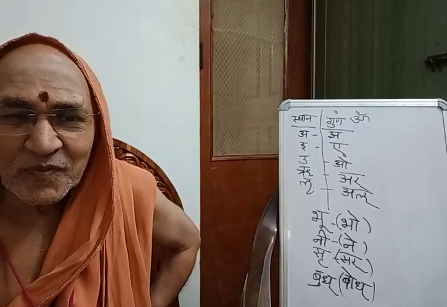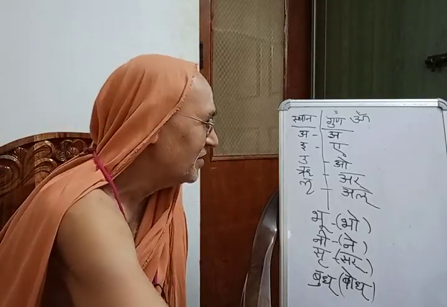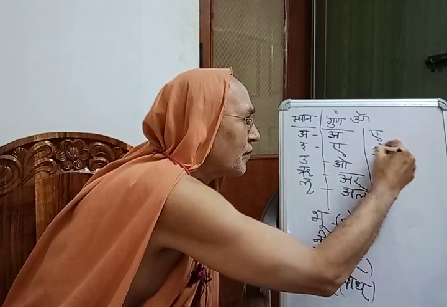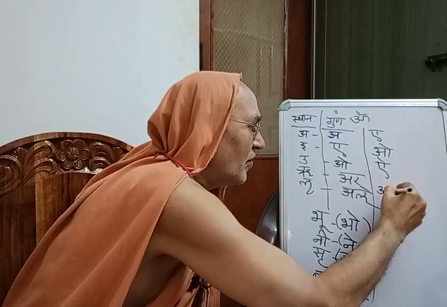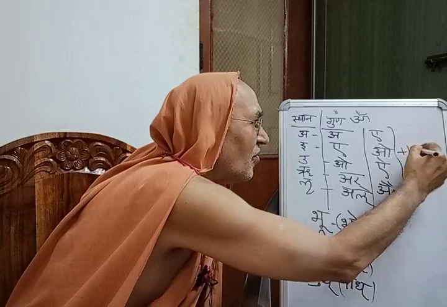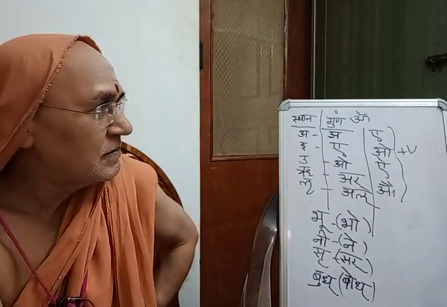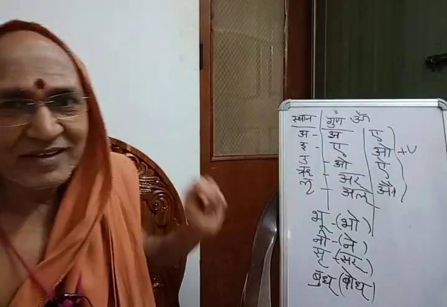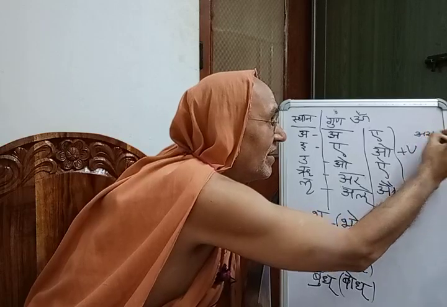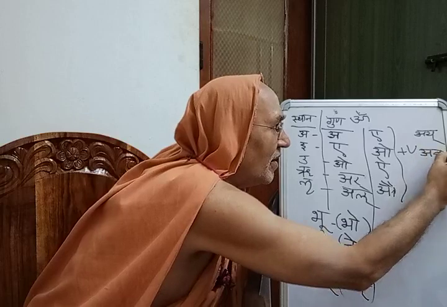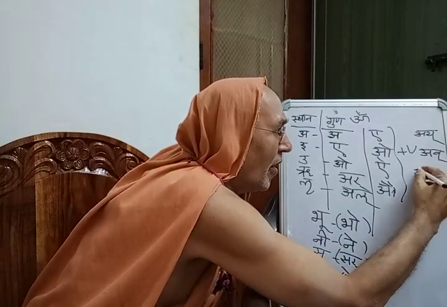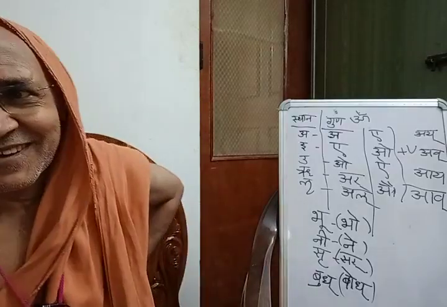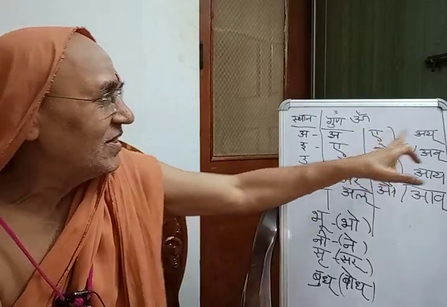E, O, AI, AU: Echo Yavayavah. See, can you see here? Is it visible? E, O, AI, and AU, when followed by a vowel, these letters change: E changes to Ay, AI changes to Ay, O changes to Av, and AU changes to Av. So E changes to Ay.